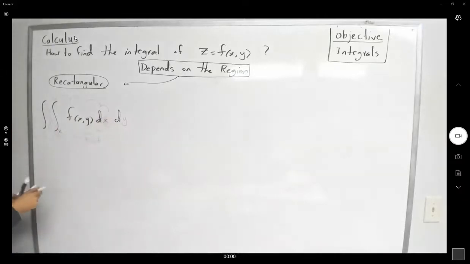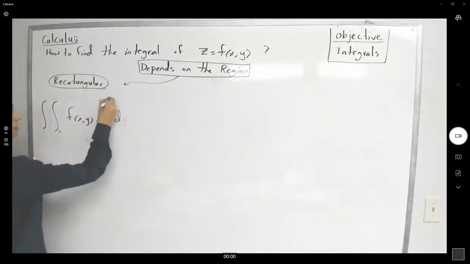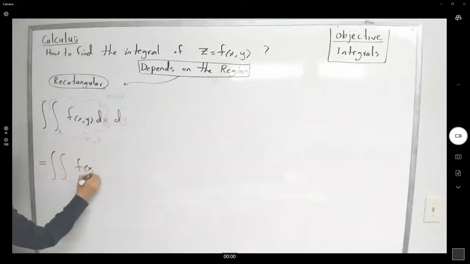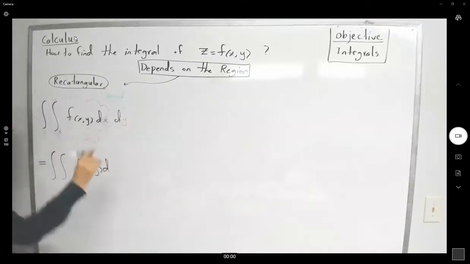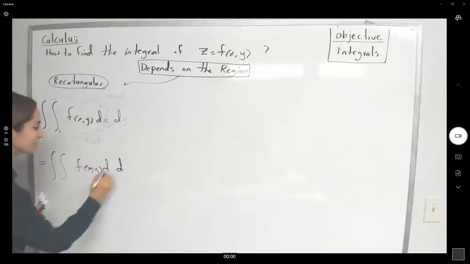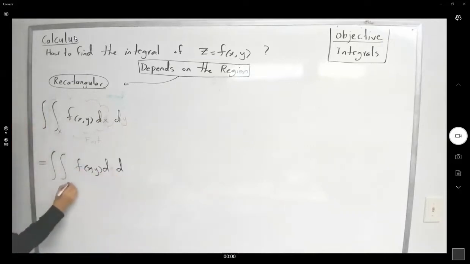Then the second step is to find the outer integral. This is the second. This guy is equal to, no matter the order of integration, taking the double integral with respect to y, then with respect to x. It doesn't matter at all. You must get the exact same value.